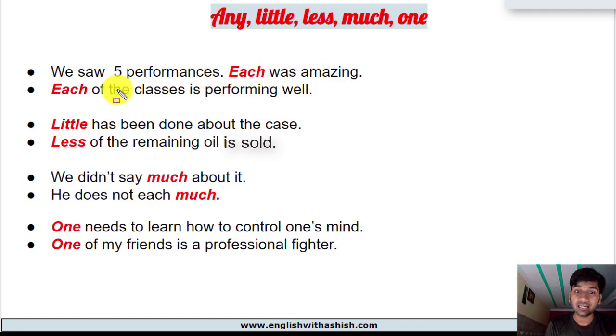Each of the classes is performing well. Each of the classes, focusing on every class separately. Don't focus on the word classes, which is a plural noun. Focus on the pronoun each. It will either go solo without any modifier, or it will be followed by a prepositional phrase. Each was amazing, nothing coming after it, just a verb, or each of the classes, a prepositional phrase.